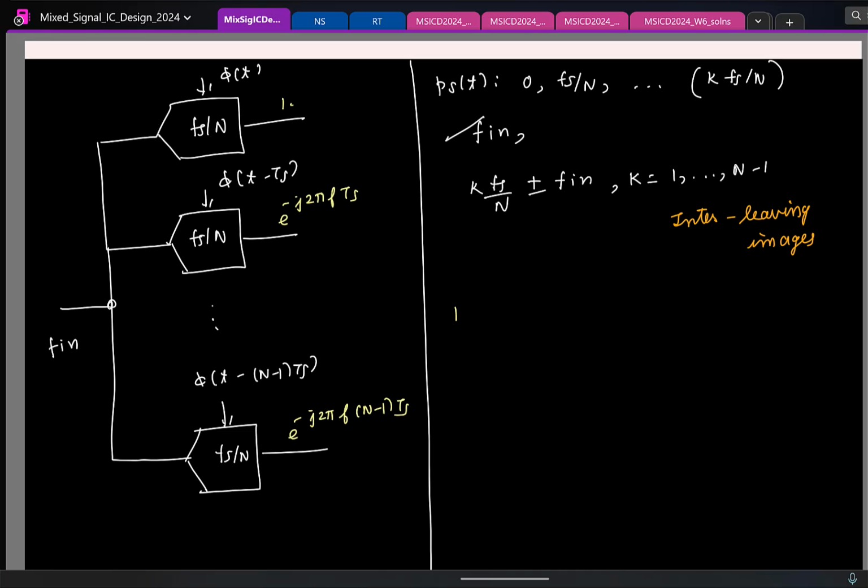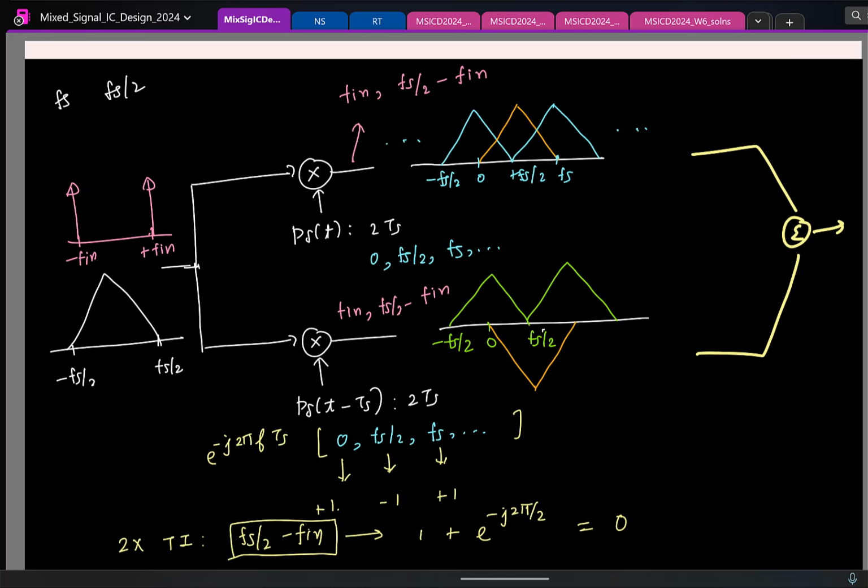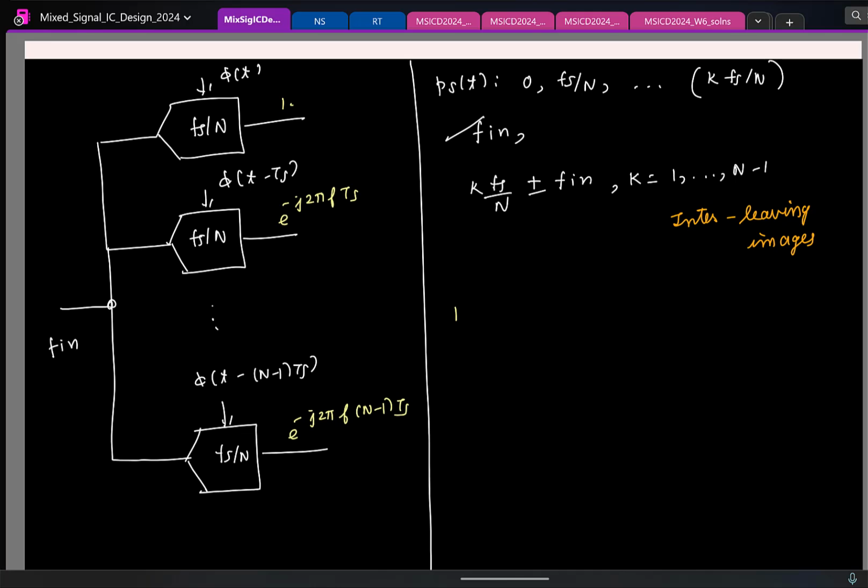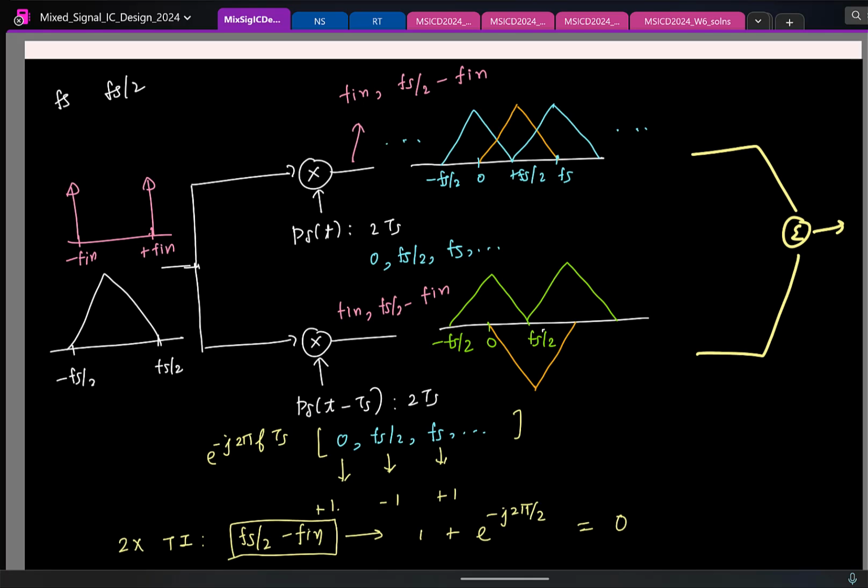Remember when I had 2x time-interleaved ADC, I had impulses at 0, fs by 2, and so on. I was checking the phase at these frequencies. Now I have impulses at what frequencies? So I should be checking the phase at what frequencies? At these k fs by n. Is this clear? In the 2x interleaved ADC, I had the impulses at these.